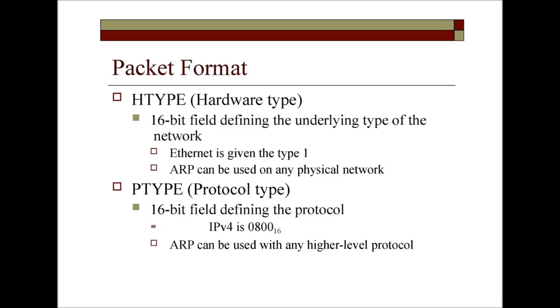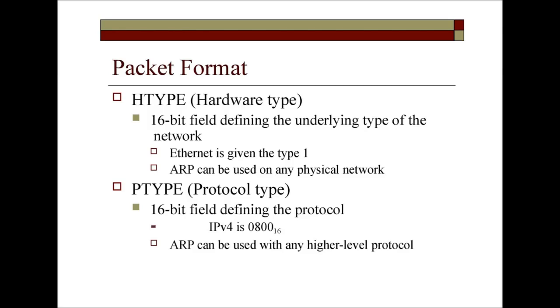Packet format. H type, this is a hardware type. So these different fields throughout the lecture are defined for our packet format. So header type, there are 2 points over here. 16-bit field defining the underlying type of network. Ethernet is given the type 1. So Ethernet or local area network type 1 is used for Ethernet, and ARP can be used on any physical network. Any physical network means any network which contains the physical addresses, which contains the network interface card or LAN card base addresses or MAC addresses, we can use ARP over there.